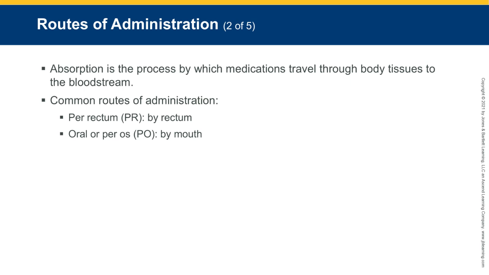Absorption refers to how a drug moves through body tissues into the bloodstream. Some common administration routes include per rectum, PR, which is useful for patients who cannot swallow, and oral, or per OS, PO, which is one of the most common but slowest routes of absorption.